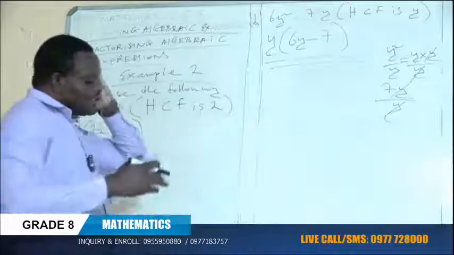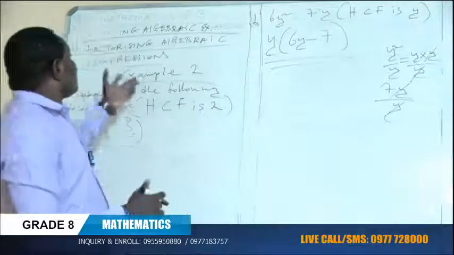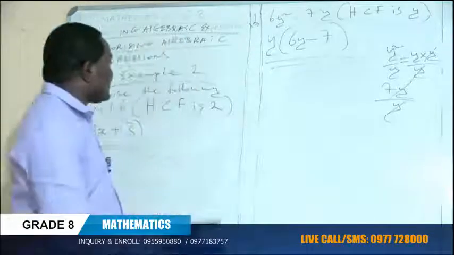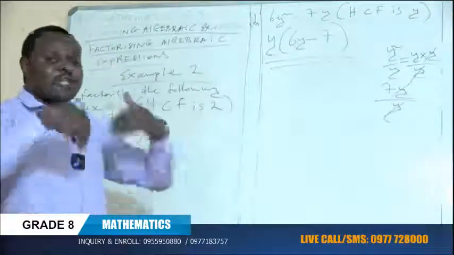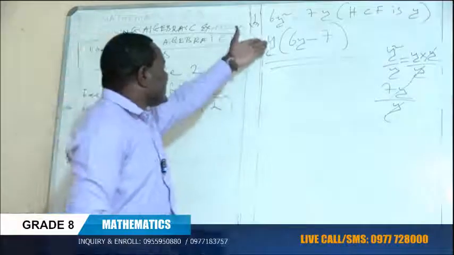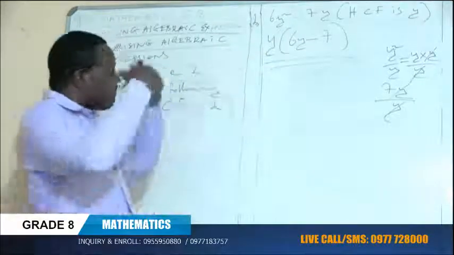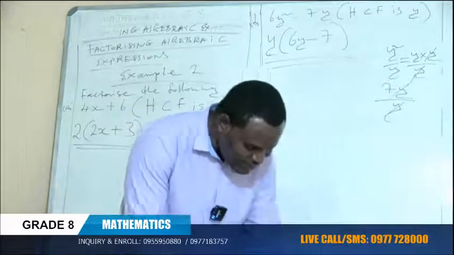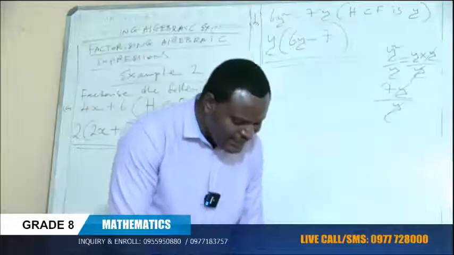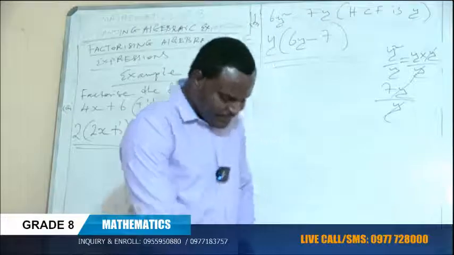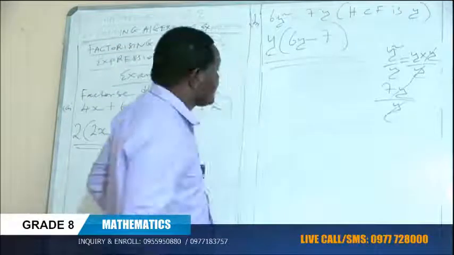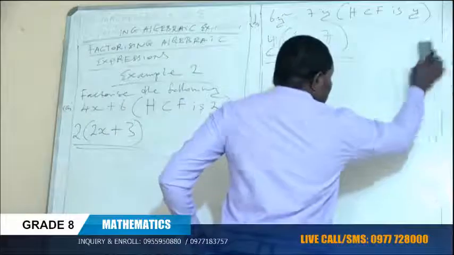So I did mention earlier on that when you're dealing with factorizing an algebraic expression, it's the opposite of expanding. Because if you'd like to expand, you just multiply this back and you get back to the original expression. Let's do our last example for today.